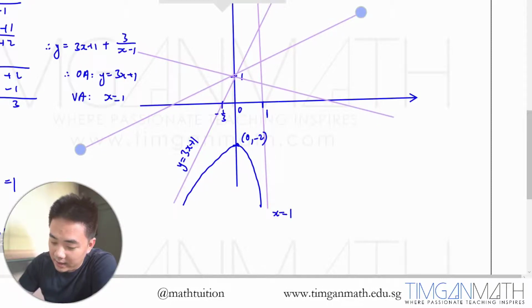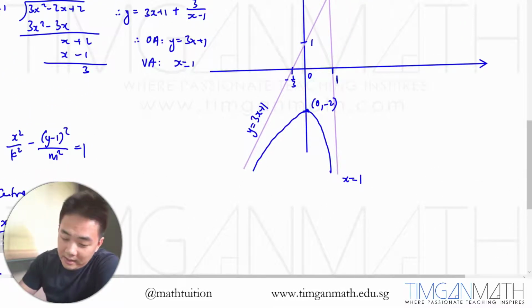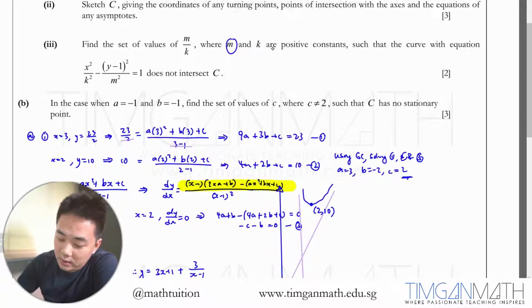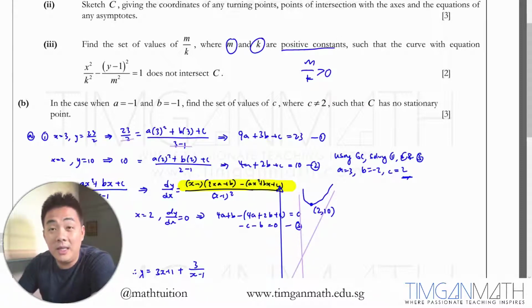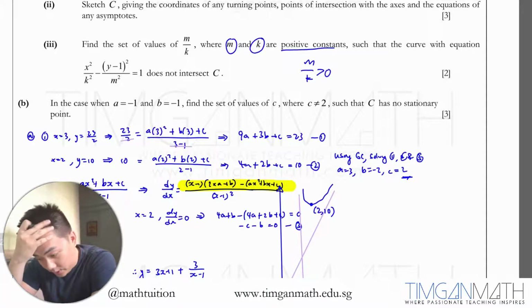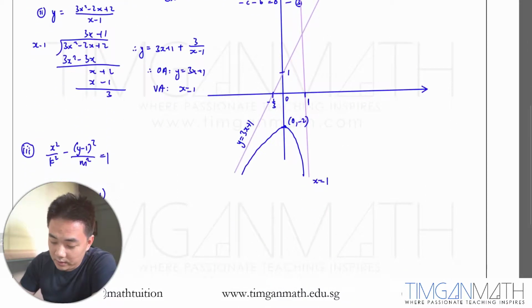It will pass by here, and the question now is, what should your m over k be so that it doesn't intersect it twice? m over k is a positive constant, so it has to be bigger than 0. That is the question here, about this positive constant.